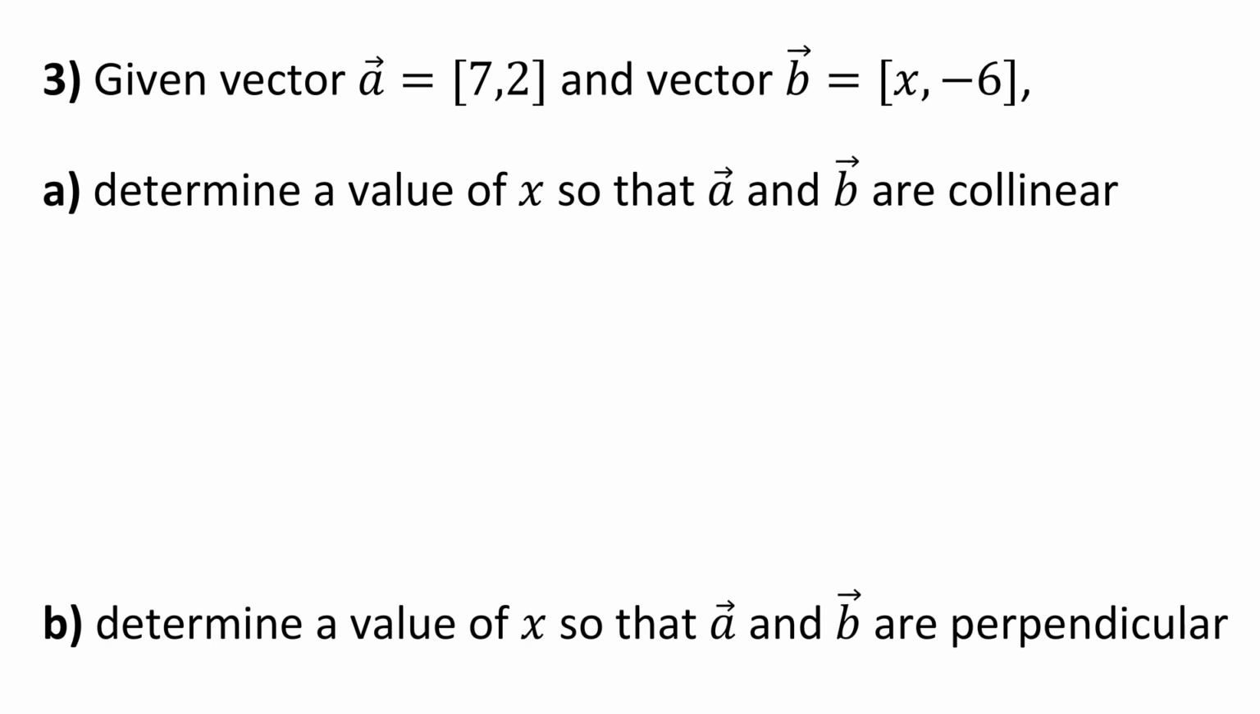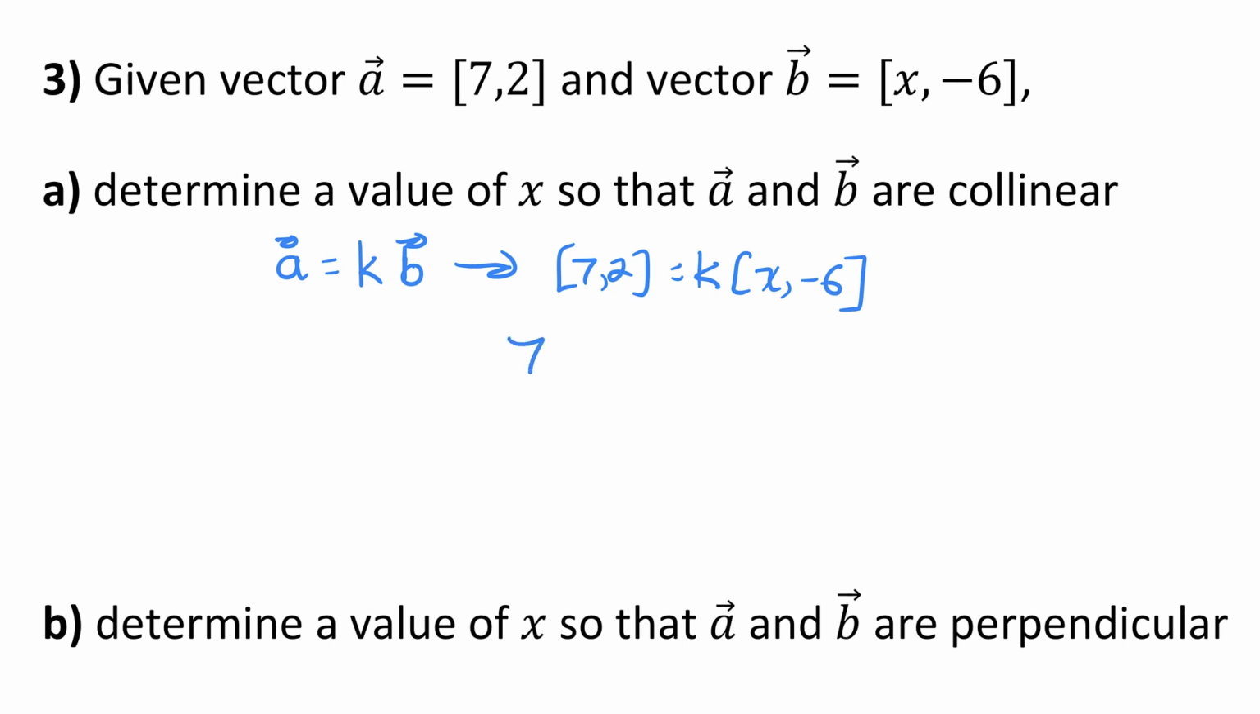Question 3 says, given vector A and B, determine the value of x, and notice x is the missing component of vector B, so that A and B are collinear. If A and B are collinear, then they would be scalar multiples of each other. So there should be some scalar k that I can multiply vector B by to make it equal to vector A. So that would mean that 7, 2 equals k times x, negative 6. Now let me split this into its x and y components. So 7 would equal kx, and 2 would equal negative 6 times k.